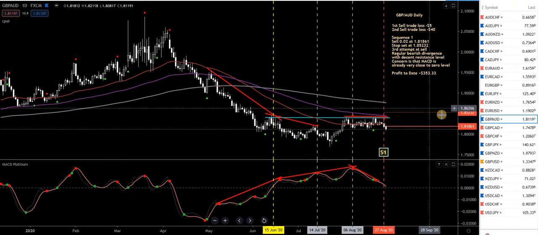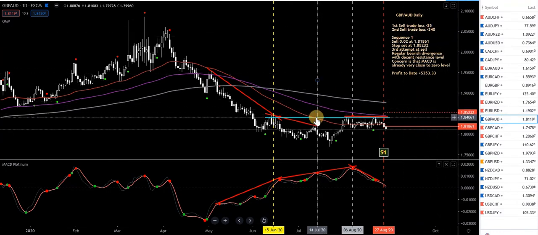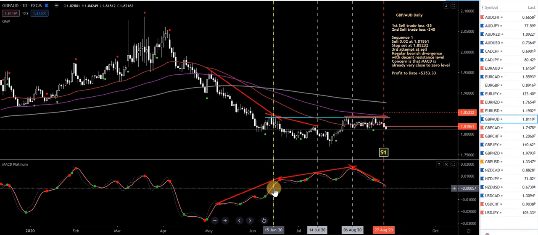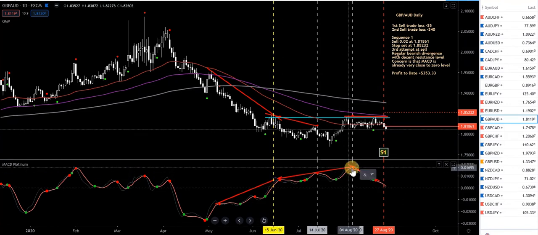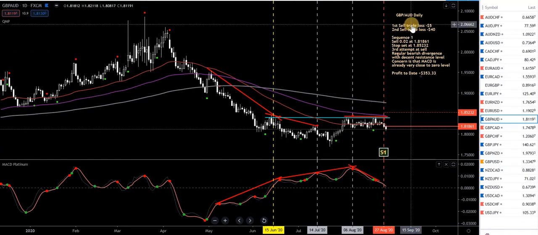All right, pound Aussie. I've had a go to sell here, it lost. Had a go to sell here, it lost. This yellow line is just showing where the MACD platinum crossed the zero level. It's been across the zero level for a long time, above the zero level. So looking for sells. First one was a fail, lost $5.